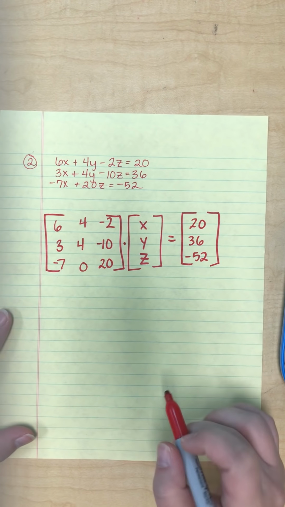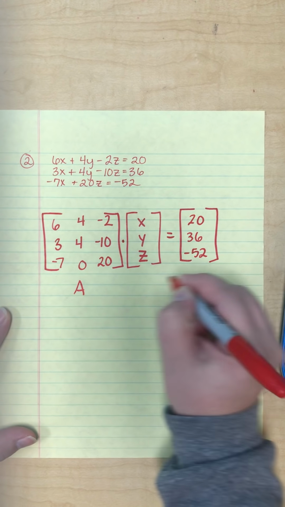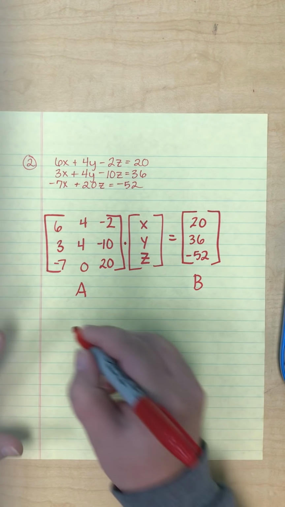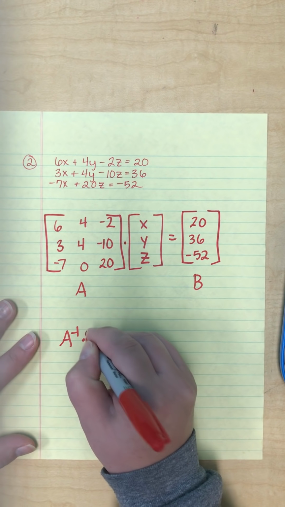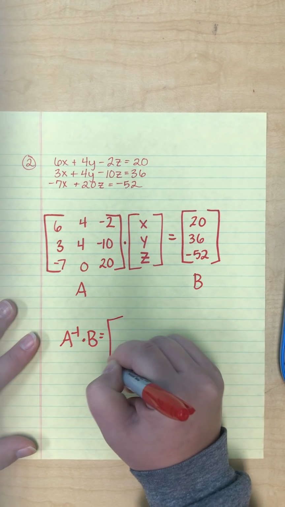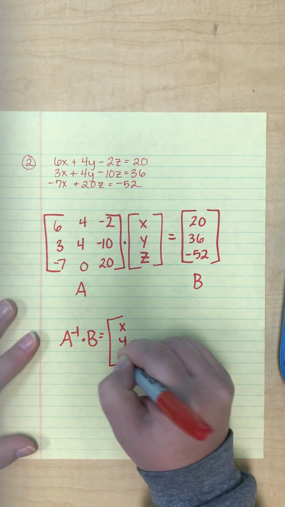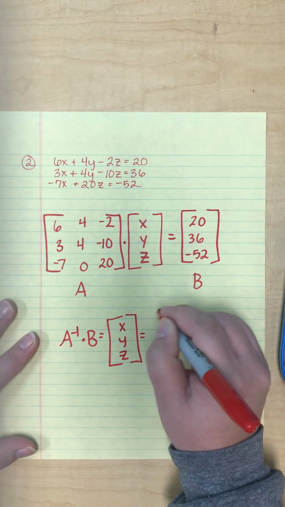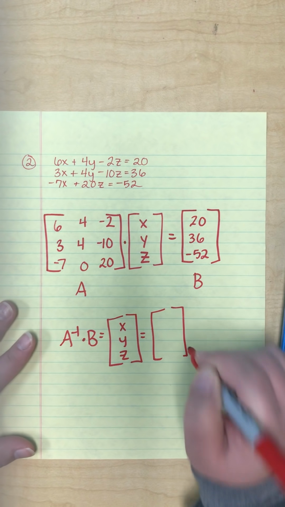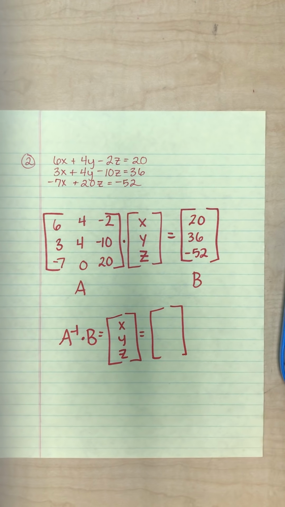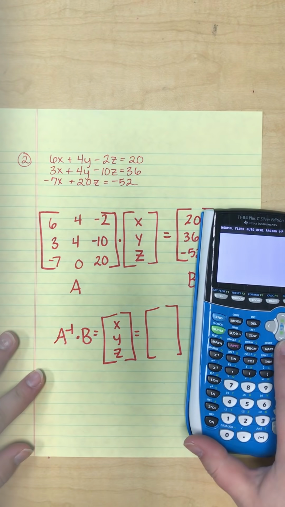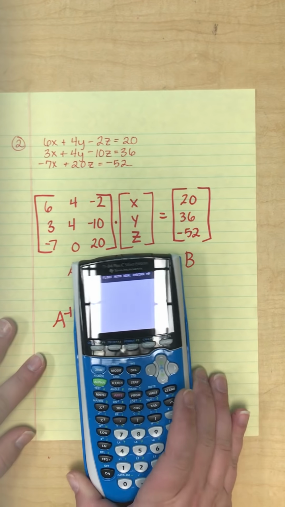And now again, just like I solved the last one, this is my A, this is my B, and to solve it, I need to take the inverse of A times B. And that's going to give me x, y, z. And we're going to type that in our calculator. So we're going to go straight to our calculator, and I'm going to start plugging in.